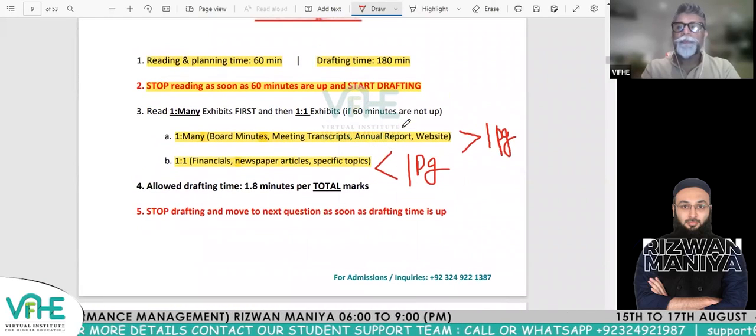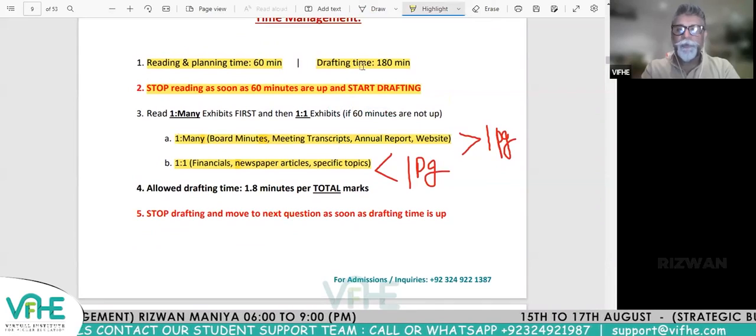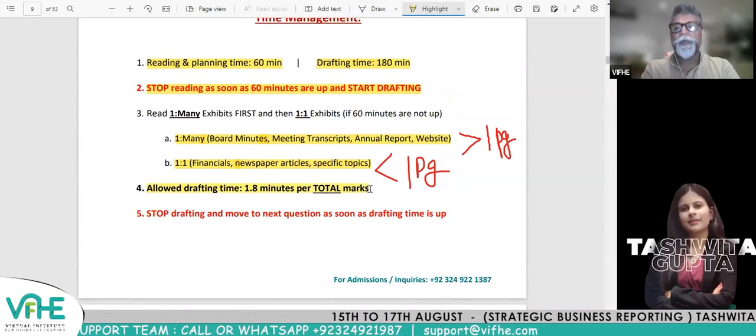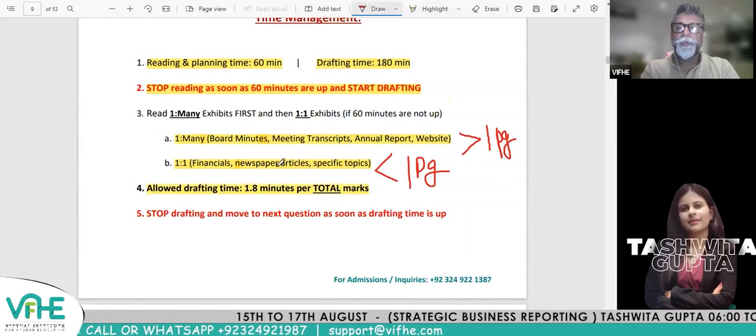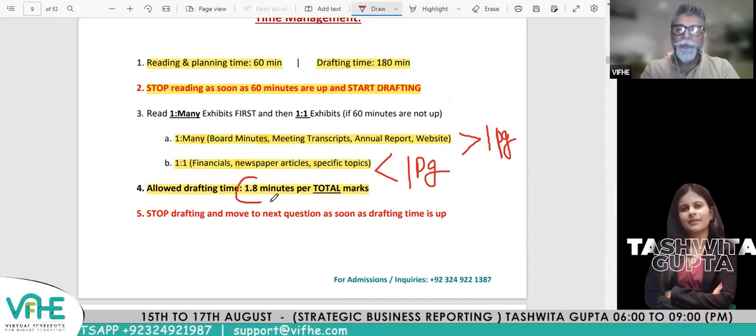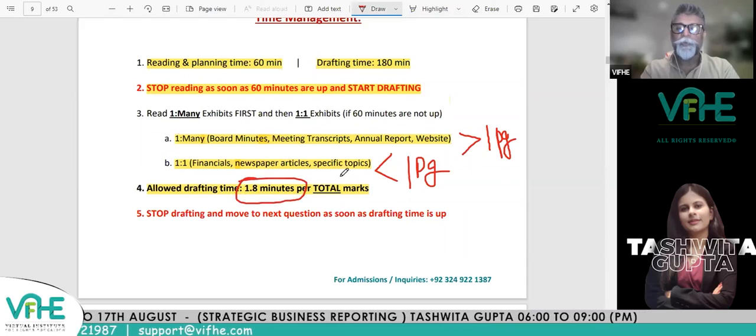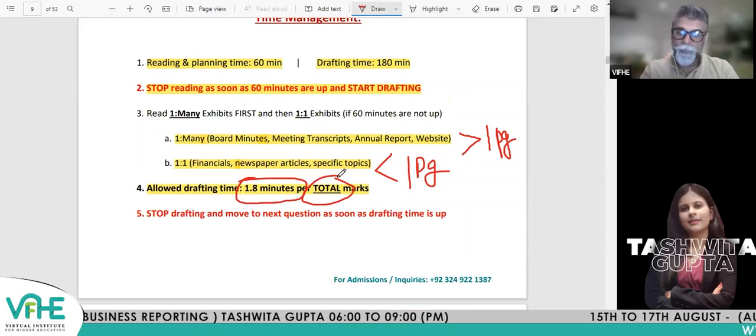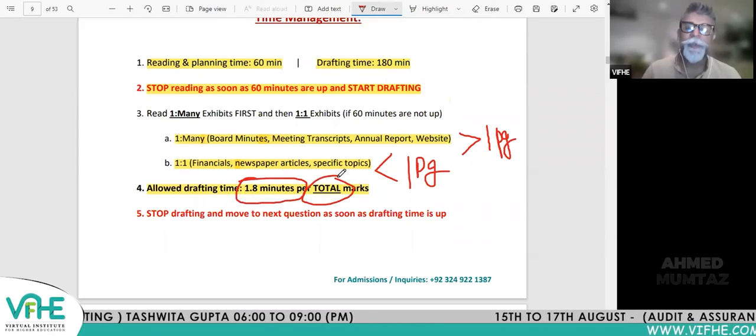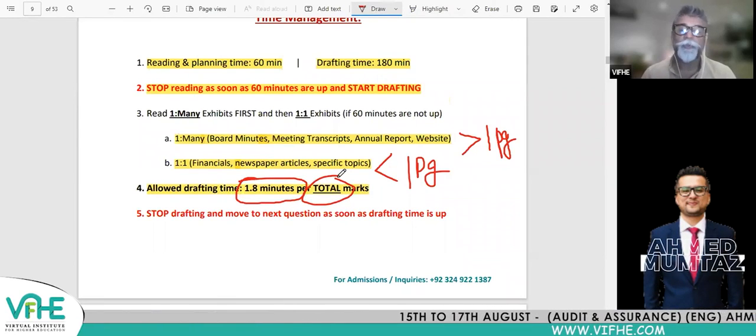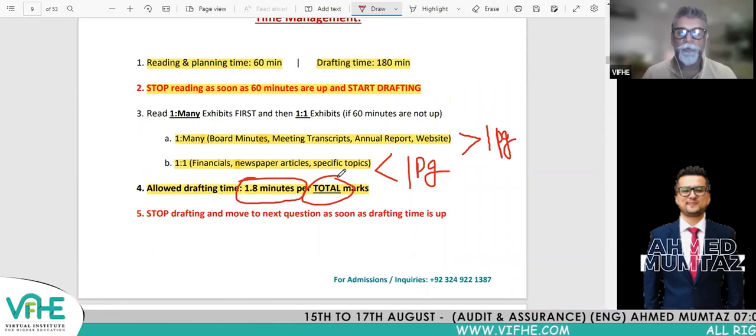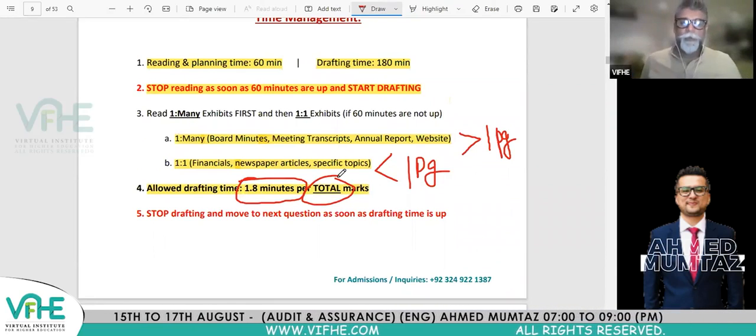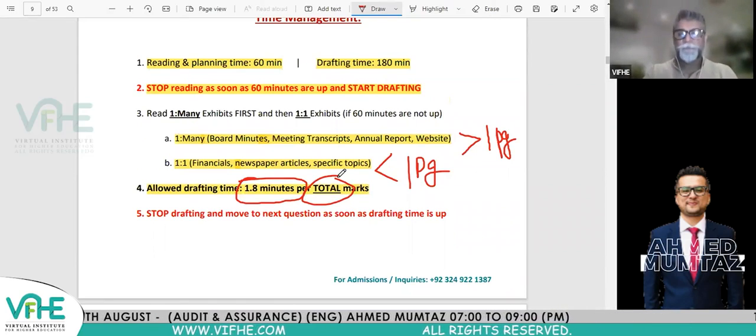Once you have read for 60 minutes, then your drafting time is 3 hours. So you need to allocate 1.8 minutes per total mark. If the question is 10 marks, how much time are you supposed to spend? 18 minutes on the drafting. Got it? We will follow 1.8 minutes per mark for time allocation.